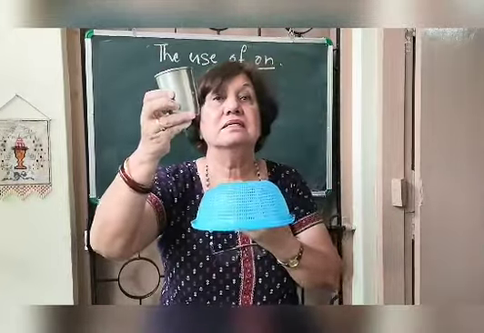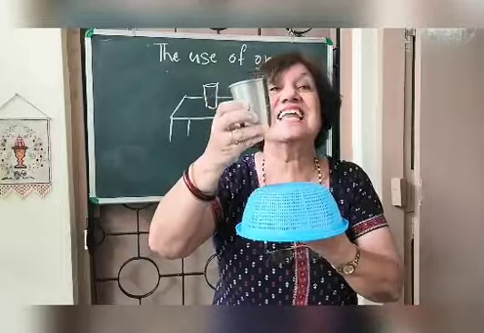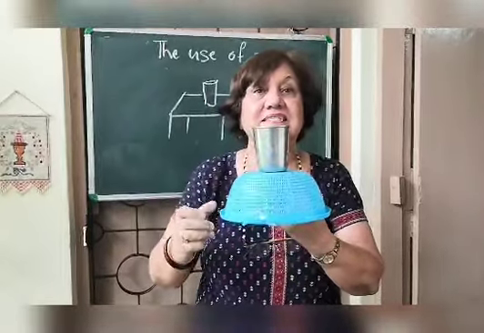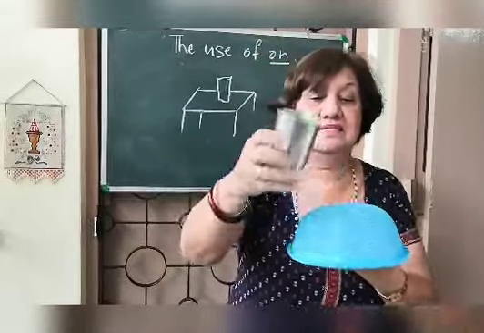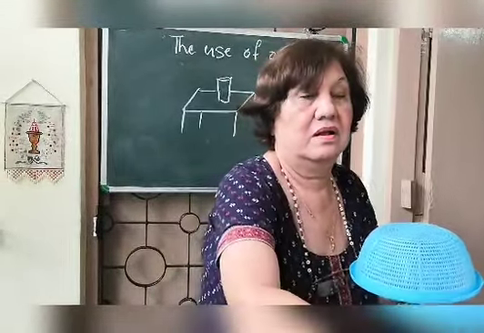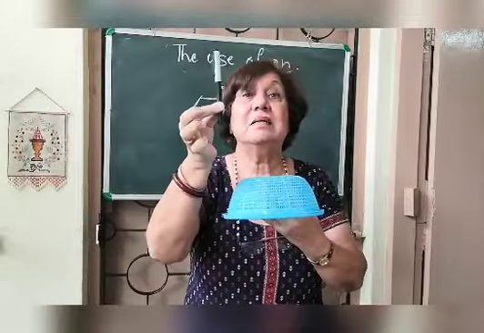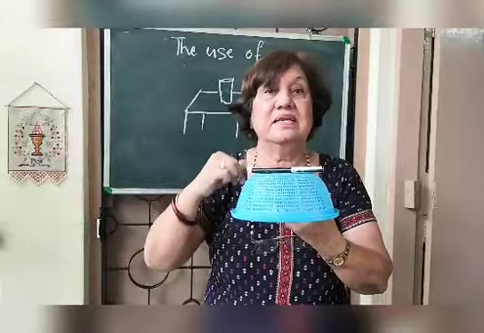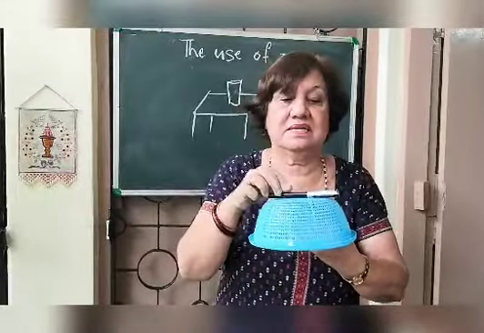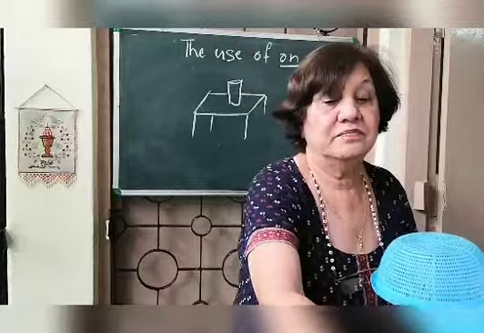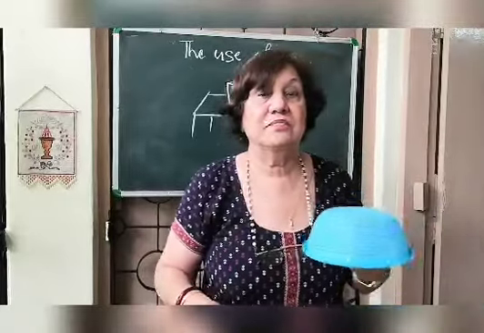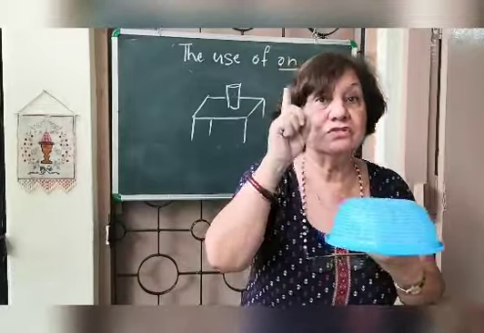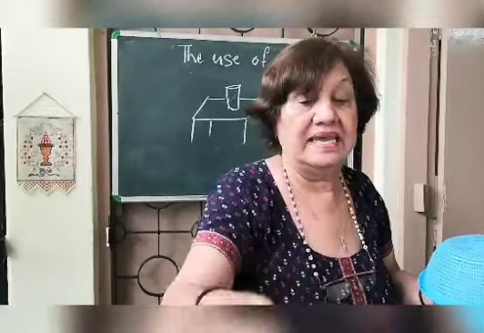Now this is a, yes, that's right. It's a glass. Now where is the glass? The glass is on the basket. This is a pen. Where is the pen? The pen is on the basket. So children, I guess now you've understood how to say sentences with on. Now I'm going to teach you with in. Okay?